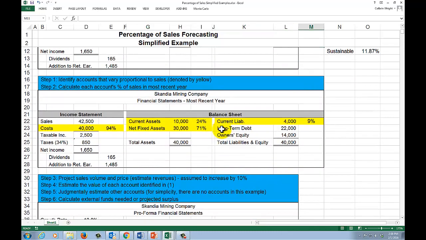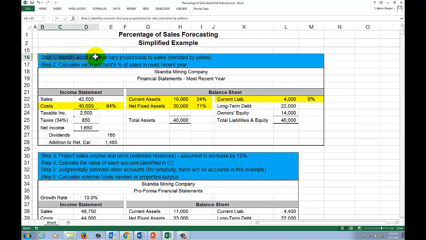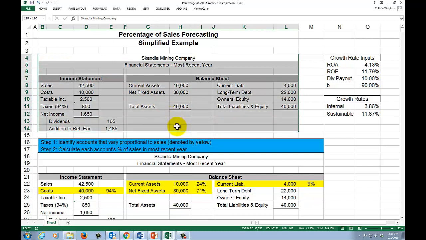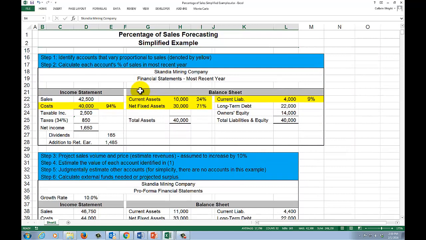So you can see step 1 is to identify the accounts that vary proportional to sales. And I should add, please understand what we're trying to accomplish. I'm giving you last year's financial statements. What we're trying to do is peek ahead 1 year and create the financial statements for next year so that then we can estimate free cash flows to the firm for next year. So step 1 is simply to identify accounts that we believe vary proportional to sales.